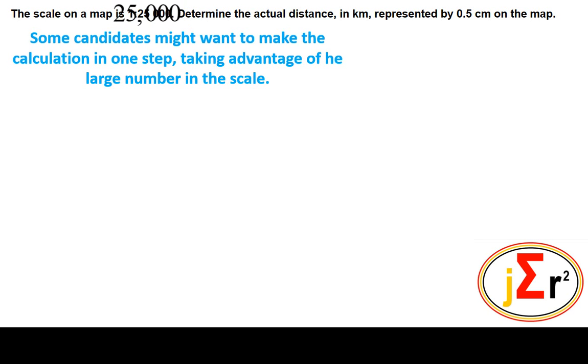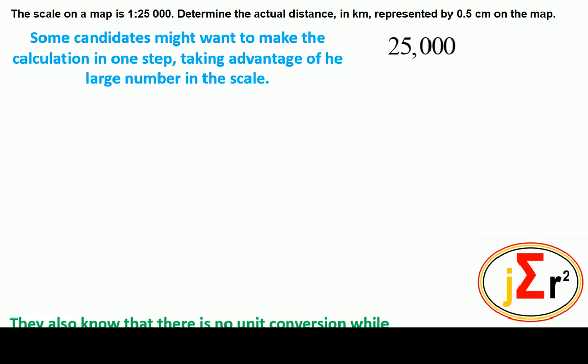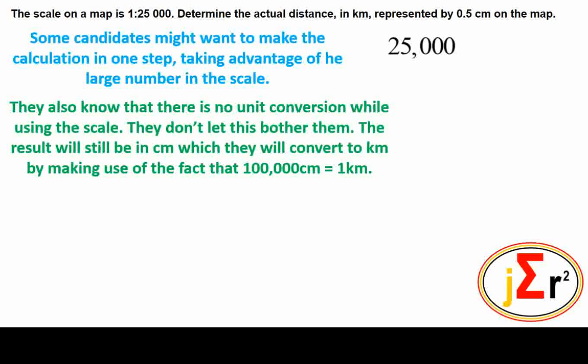So the scale has a large number, 25,000. So they say, all right, since we have 25,000, and they're having it in the back of their minds that they will have to divide by 100,000 in the end, because 100,000 centimeters make a kilometer. They are just comfortable having the 25,000 right there. They also know that there is no unit conversion while using the scale. They do not let that bother them. The result will still be in centimeters, which they will convert to kilometer by making use of the fact that 100,000 centimeters equal 1 kilometer.